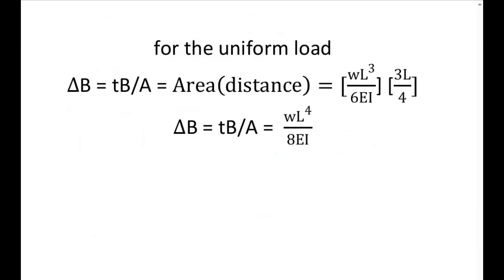We can now solve the deflection at the overhanging end, which is equal to delta B, which is from the second theorem of the moment area method, that is the deviation of point B with respect to a tangent drawn at A, which is equal to area multiplied by distance, WL cubed all over 6EI times distance 3L all over 4. The deflection at point B for a uniform load applied over the entire length of the beam is now equal to WL raised to 4 divided by 8EI.